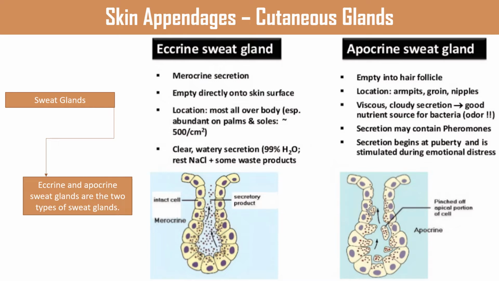Apocrine sweat glands empty into hair follicles. The location of apocrine sweat glands is the armpits, groin, and nipples. Their secretion is viscous and cloudy, a good nutrient source for bacteria, which causes the odor. Secretion may contain pheromones. Secretion begins at puberty and is stimulated during emotional distress.